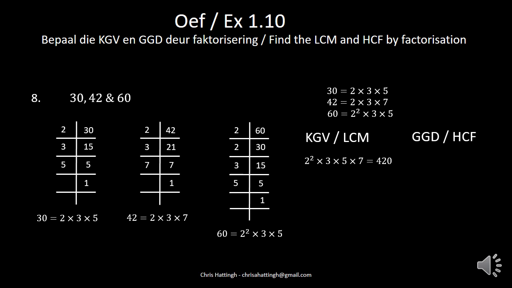Your HCF, only the common ones. So you're only going to look at 2's and 3's. And you're grabbing the lowest exponent. So it's going to be 2 times 3, and that gives you 6.